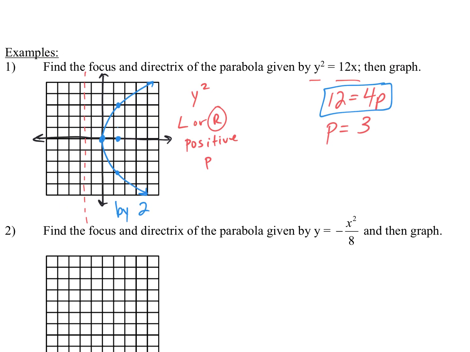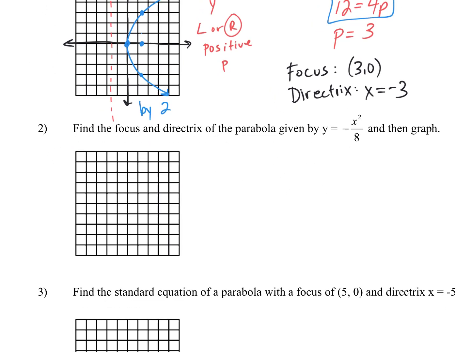Let me make sure I answered all of the key features. The focus was 3 units to the right of the origin. We are at the point (3, 0). The directrix is a vertical line, and it is 3 units to the left of the origin. It is x equals -3. And we've graphed it, so we are done with example 1. We use our formula to find p. P tells us how far to travel and in what direction to find the focus and the directrix.